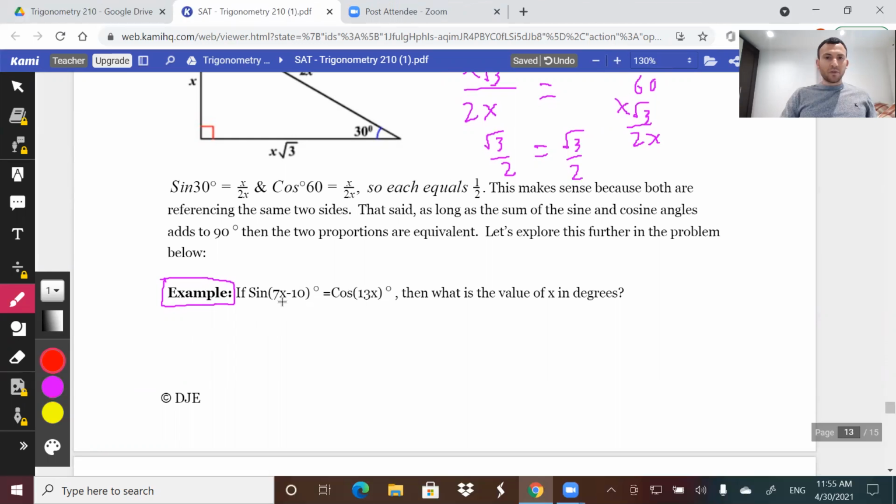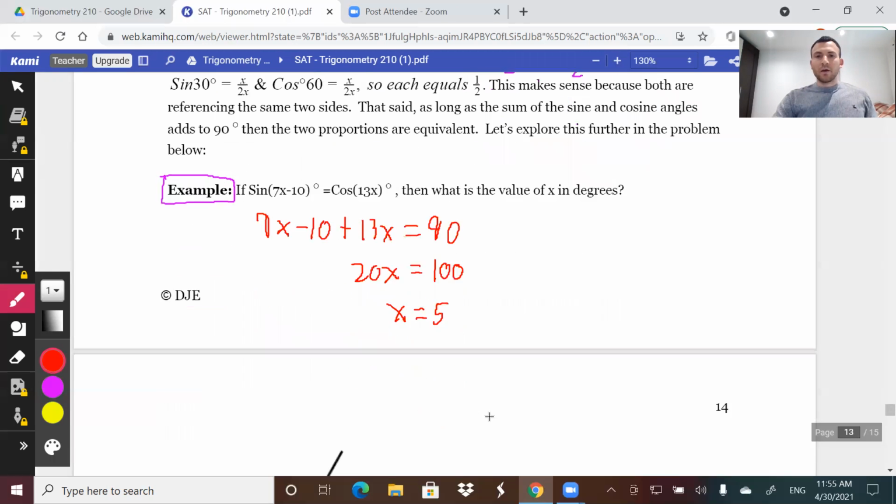So if sine 7x minus 10 is equal to cosine 13x, what is the value of x in degrees? Okay, well, in order for these to be equal to one another, their degrees have to add up to 90 together. So simply 7x minus 10 plus 13x equals 90. That means that 20x equals 100, and that means that x has to be 5 degrees.